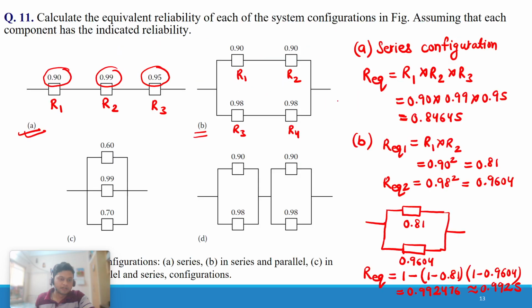Similarly, for series terms, you can see that we are having R1 0.90, R2 0.99, R3 0.95, and we are getting 0.84645 because it always comes lesser than individual terms. So keep in mind, for series combination, whatever answer you are getting should always be lesser, and for parallel combination, whatever answer you are getting should always be greater than the individual terms.